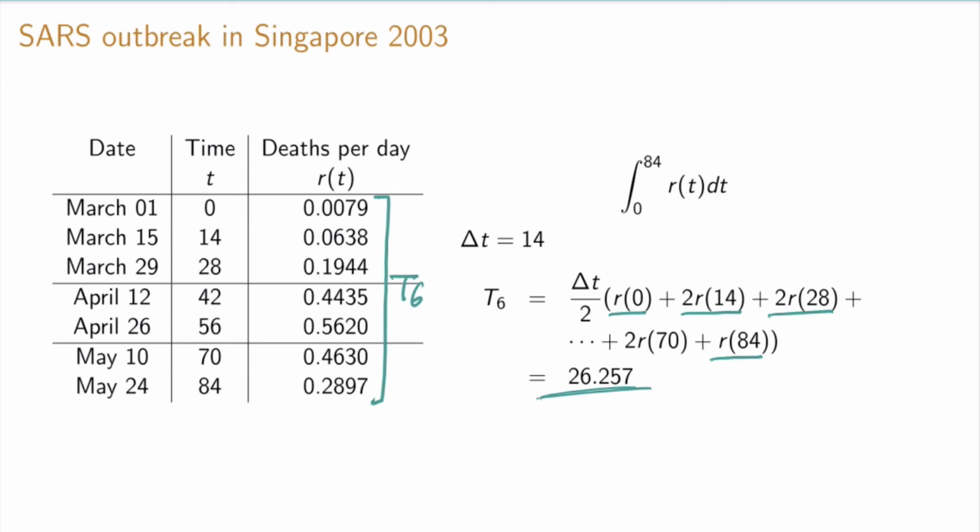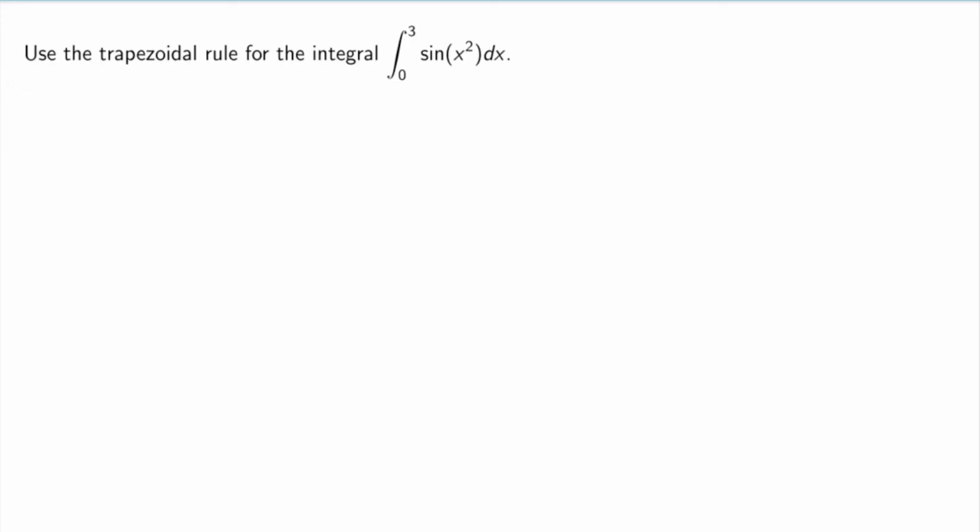There was another example with the integral of sine of x squared here. Integral from 0 to 3 of sine of x squared dx. Again, I use the trapezoidal rule, and here I write it down again. Okay, I take delta x over 2, and then the first point and the last point I take once. All other internal points I take twice.